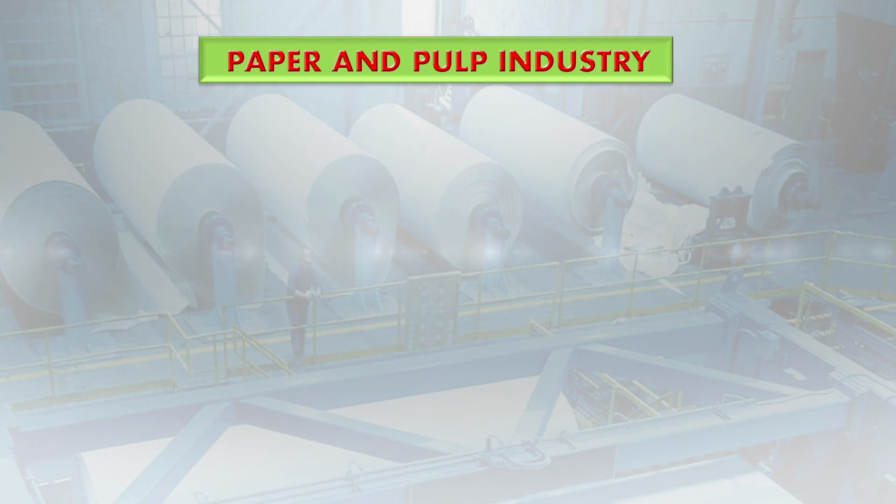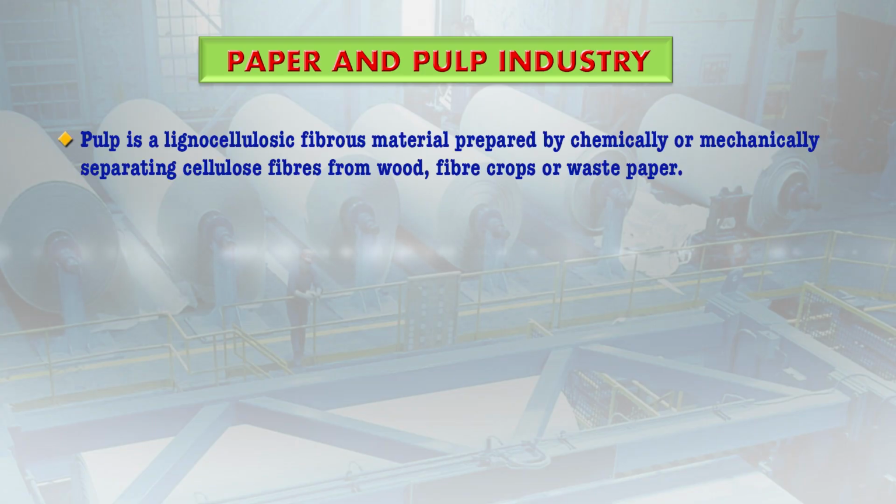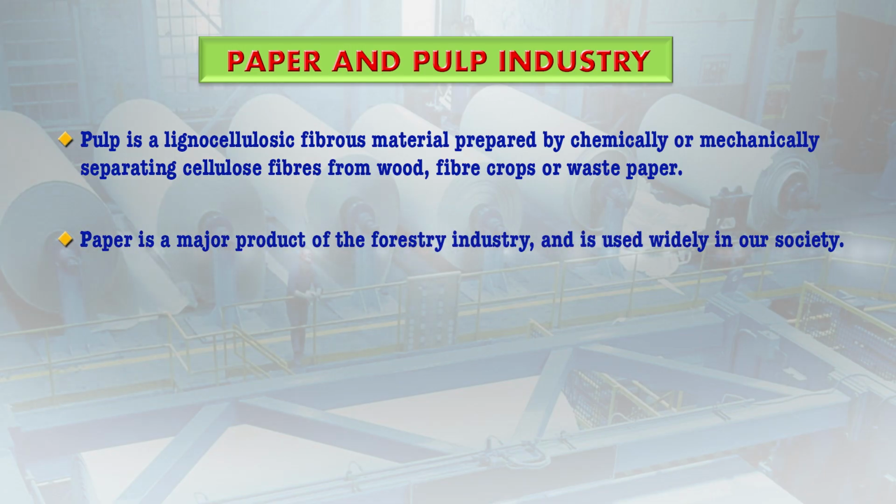Now, how do we define pulp? This is nothing but a lignocellulosic fibrous material, prepared chemically or mechanically by separating the cellulose fibers from wood, fiber crops or waste paper. Paper is a major product of the forest industry and it is widely used in our society. There have been concerns, even before recently, that deforestation is occurring and many trees are being cut off and exploited by the paper industry.